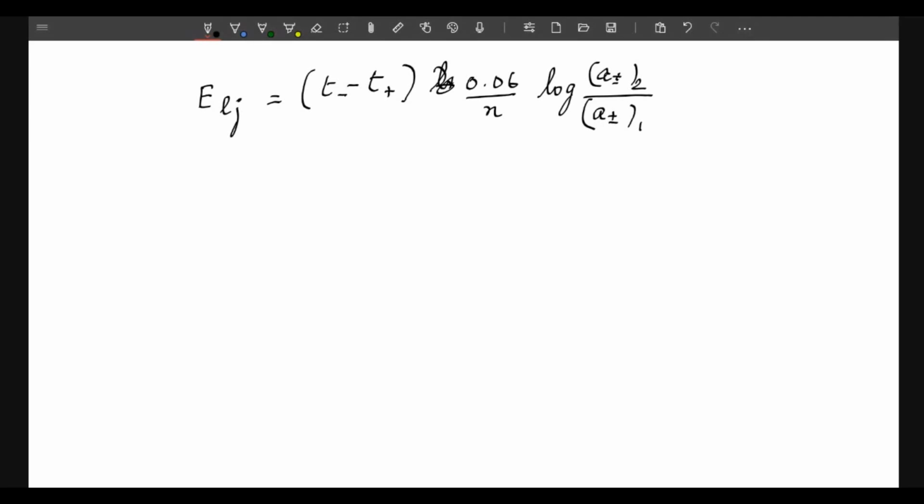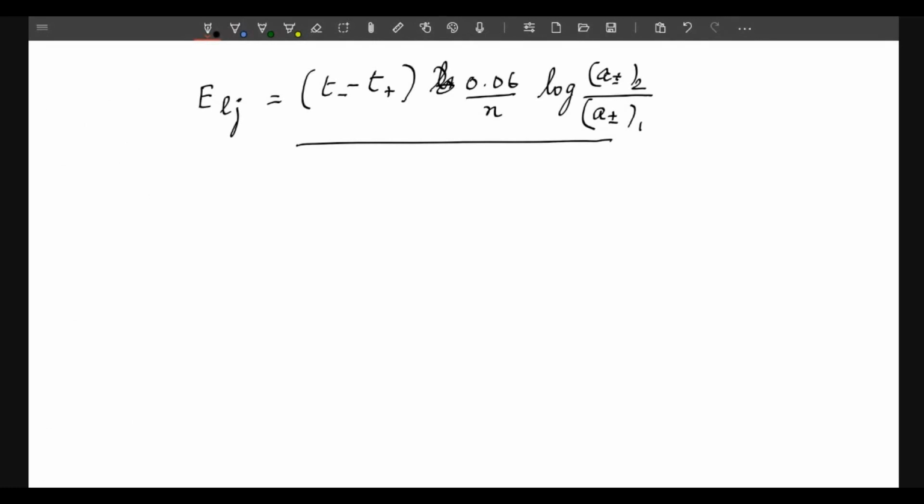If these are given, you can find it in two ways. One way, you should first find EWOT, then calculate EWT, and making use of these you can calculate ELJ. Or instead of this, ELJ can be directly calculated using this equation, where T minus is the transport number of the negative ion, anion, and T plus is the transport number of the cation.